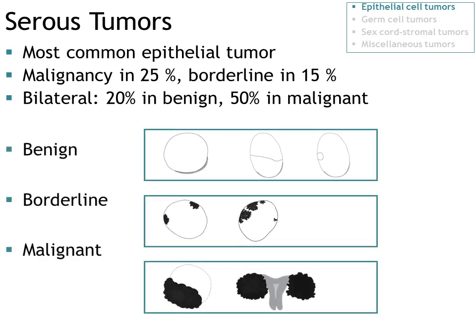Typical patterns are unilocular or bilocular cyst without solid portion for benign serous cystadenomas, mural papillary growth along the cyst wall in borderline serous tumors, and bigger and irregular solid parts mixed with the cystic components, or sometimes totally irregular solid masses in serous cystadenocarcinomas.